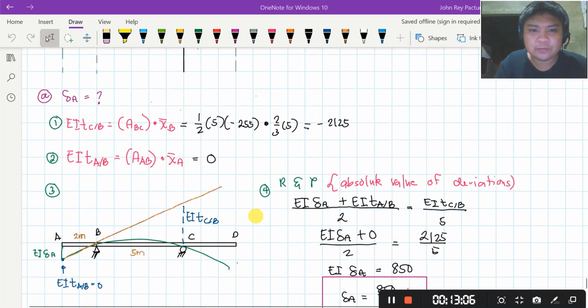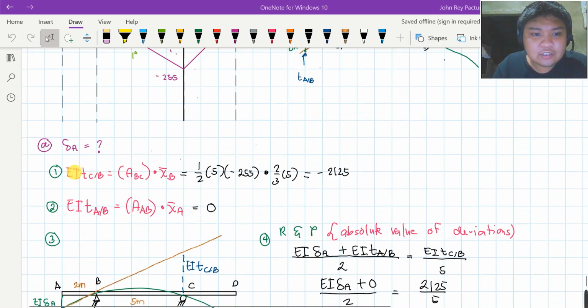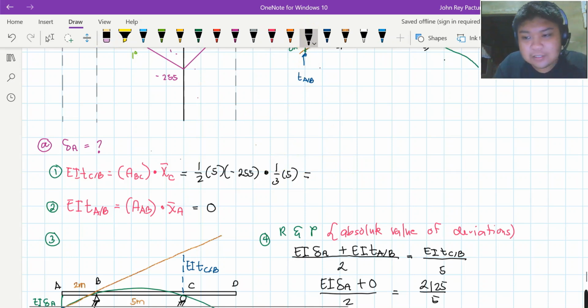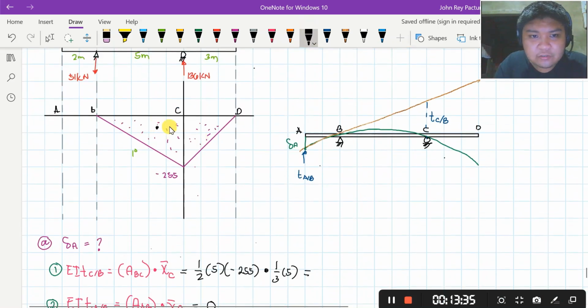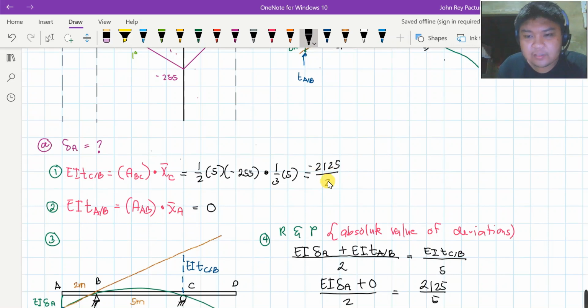I think may mali ako. So, pwede yata natin tong i-correct. May mali pala ako, class, no? Yung mali ko, itong deviation of C with respect to B. So, dapat ang ilagay natin dito, class, with respect sa centroid sa C. Okay? So, dapat ang maging final answer natin dito ay 1/3 lang ito, class, no? Dapat 1/3. Kasi, kung titingnan nyo, class, from the figure, 1/3 siya ng C. I hope that is clear. Okay, so this will be negative 2125 over 2.